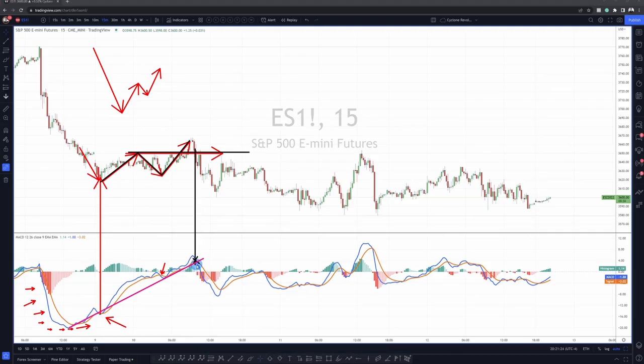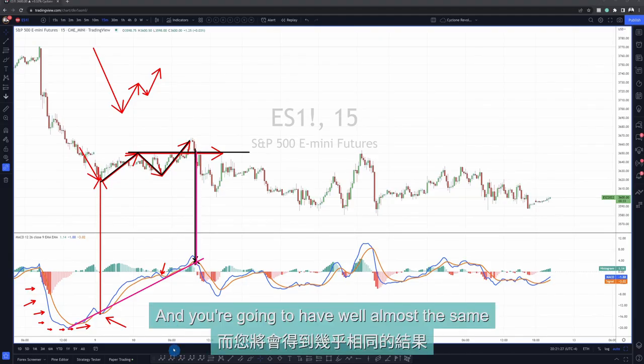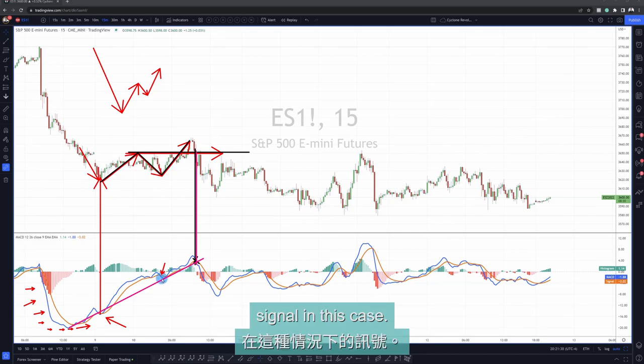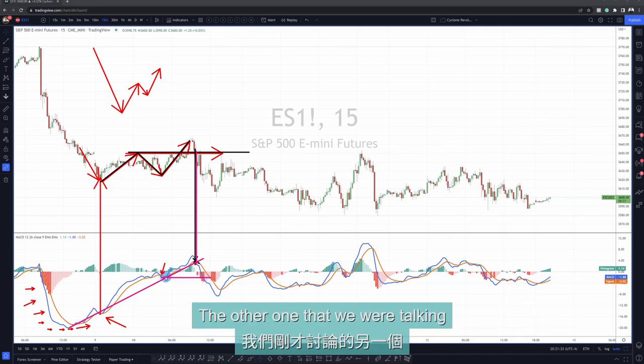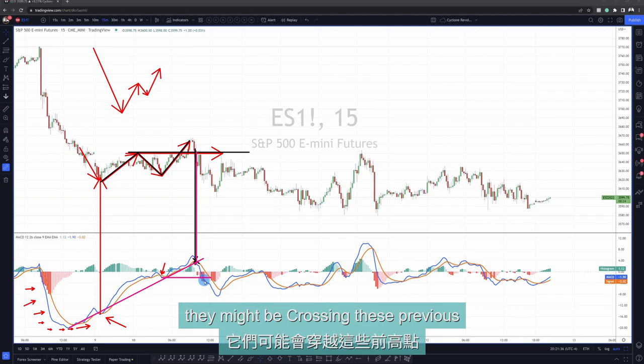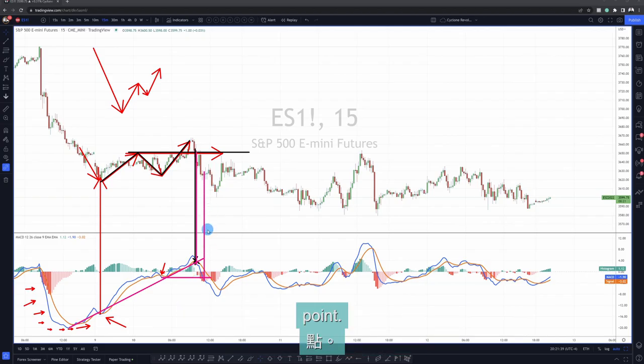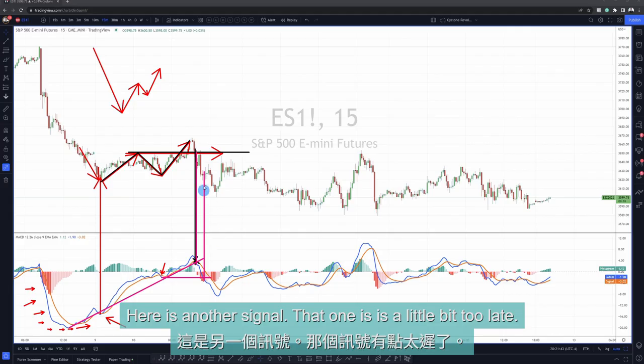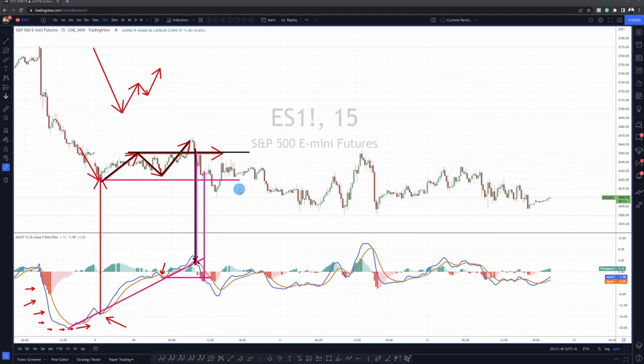And you're going to have, well, almost the same signal in this case. The other one that we were talking about, the MACD crossing at this previous point, is another signal. That one is a little bit too late, right? So for example, we are day trading, so of course the plan is just to get to the previous low.